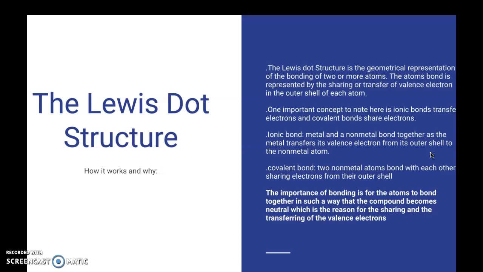So the important thing here is that the atoms bond together in such a way that the compound becomes neutral, which is the reason for the sharing and transferring of the valence electrons. So what's happening here is that we have these charged ions, and they bond together. Once they bond together, we'll have a neutral compound. That's the whole reasoning for the transfer or sharing of electrons, because after this chemical reaction happens, we want a neutral compound which is going to be stable.